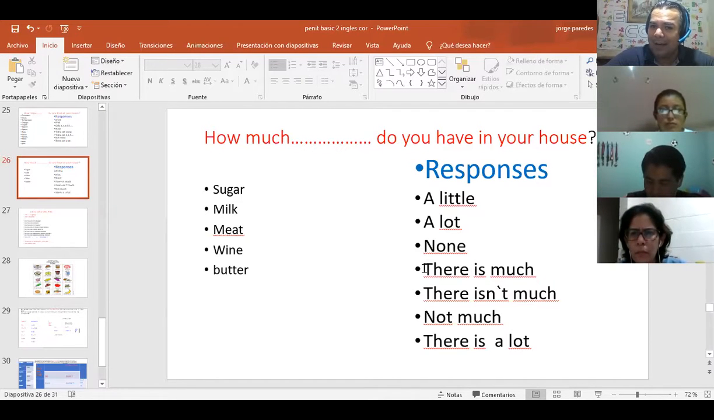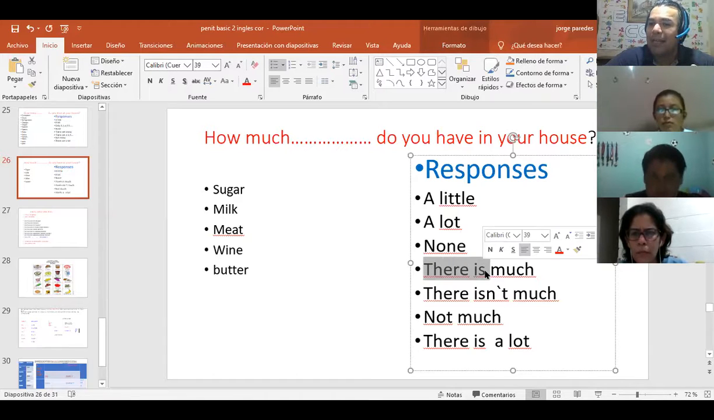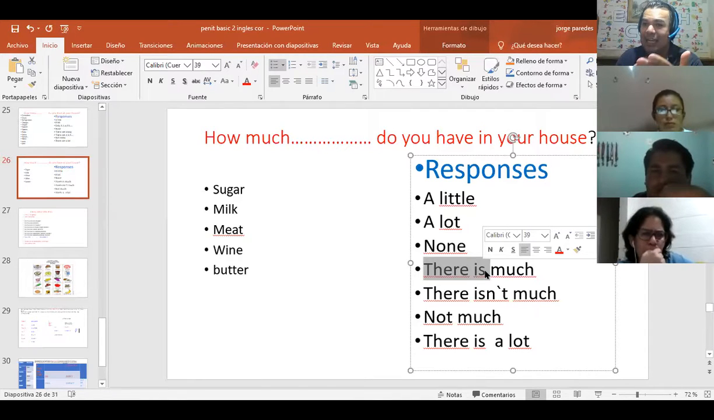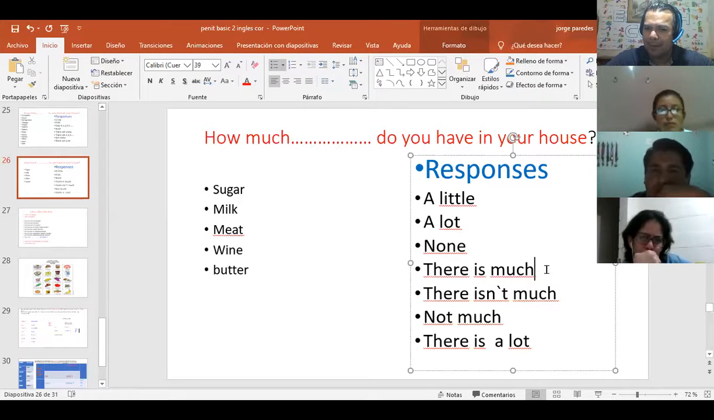Hay mucho, there is significa hay, pero en este caso, para el singular, ¿cuál era el que utilizaban para el plural? There are, okay? El there is y el there are significan hay. ¿Cuál es la diferencia? What is the difference? There is for singular. How much is singular. There is for how much. And there are is for how many. ¿Entienden? Yes. Ok, Alicia, ¿a dónde nos perdimos?